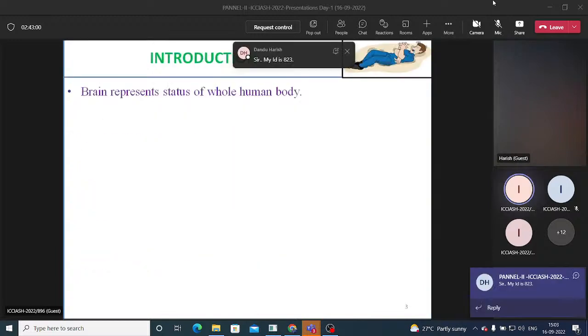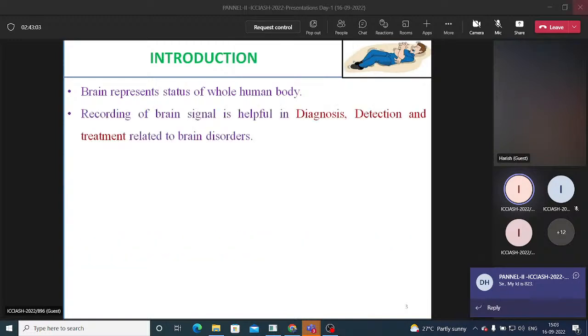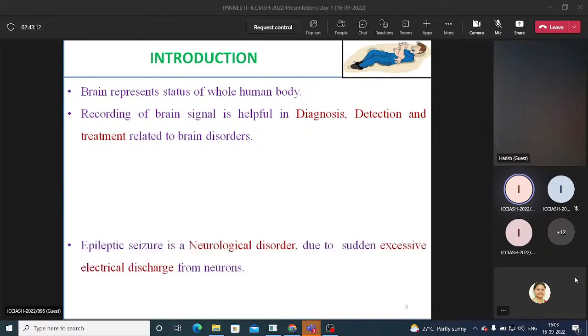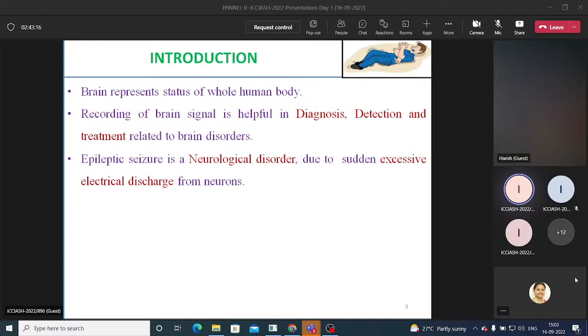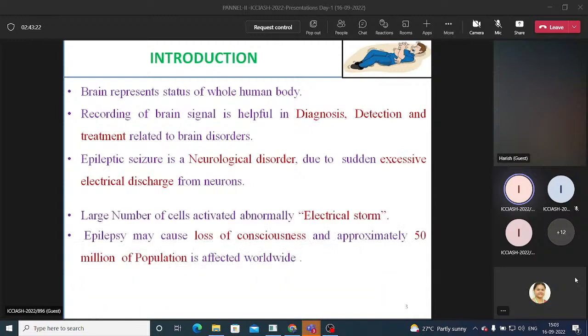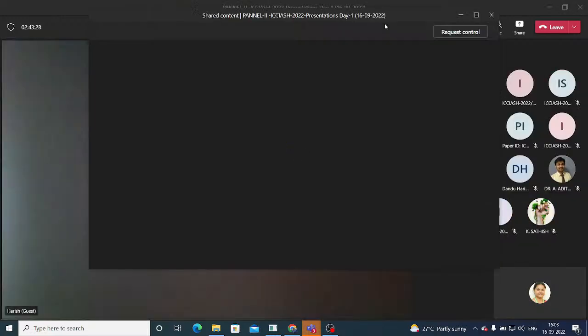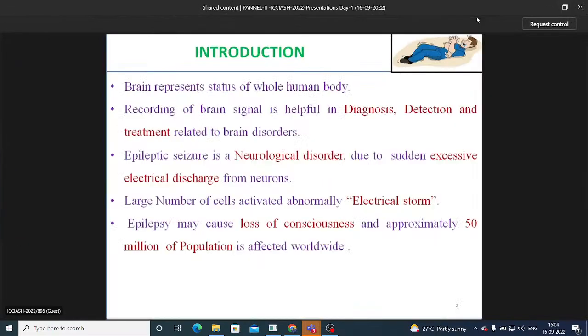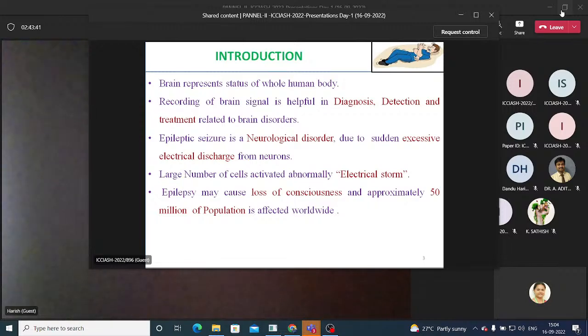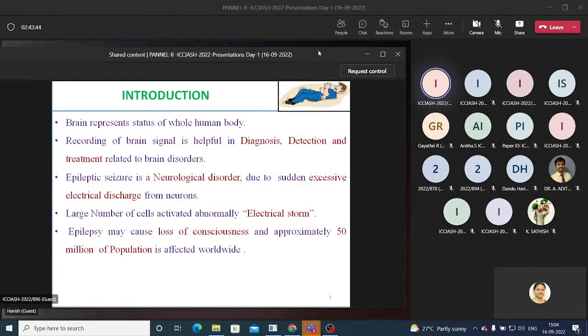As we know, the brain represents the status of our whole human body, and a recording of this brain signal is very useful in the diagnosis, detection and treatment of various brain-related disorders. One neurological disorder is the epileptic seizure, which occurs due to an excessive electrical discharge from neurons. When a large number of cells get activated abnormally, they give rise to an electrical storm that causes epilepsy. Epilepsy may cause a loss of consciousness, and approximately 2%, which is about 50 million people worldwide, are affected by this disease.